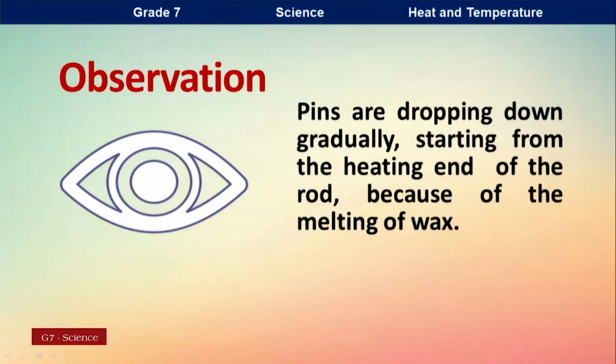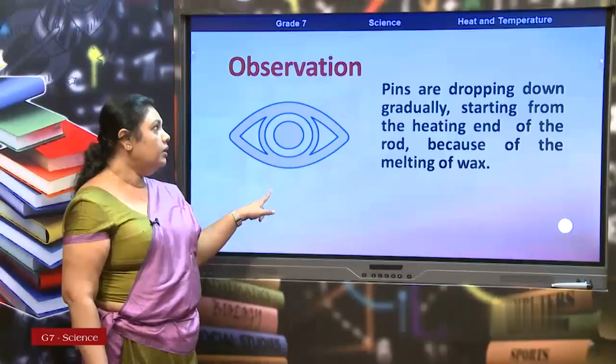You know the word gradually. One by one, starting from the heating end, that is, at the beginning of the flame. Heating end of the rod, because of melting wax. Wax is melting. Why is the wax melting? Because heat is transferred to the wax. So, you saw very well what happened there.